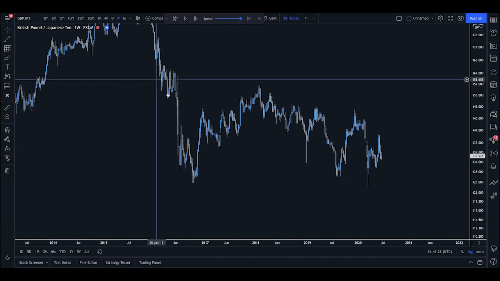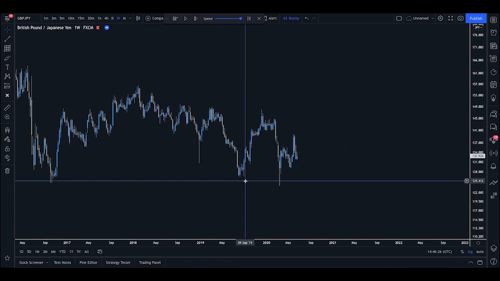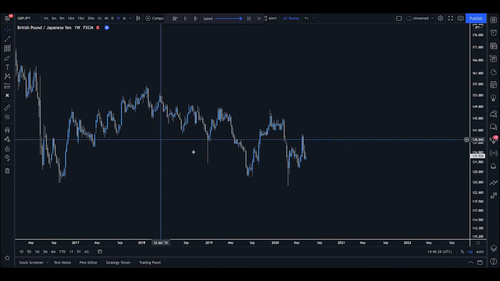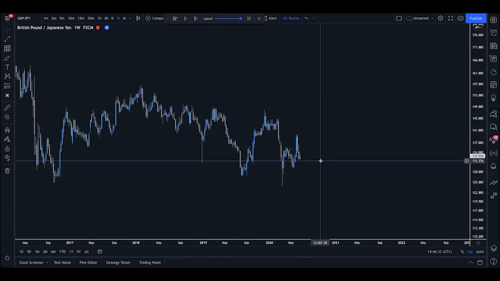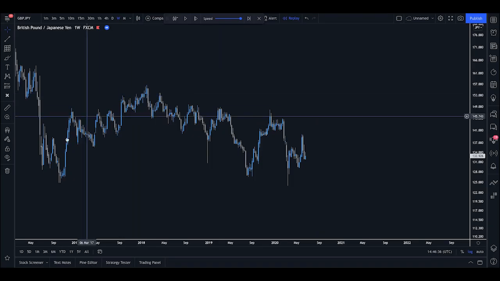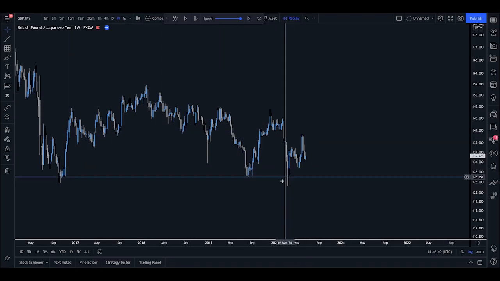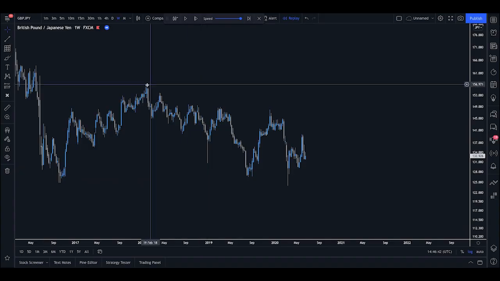Looking at GBP JPY on the weekly time frame, we can begin by looking at liquidity, supply and demand, the range and the structure to work out whether we are likely to move up or down. What I can initially see here on the weekly time frame is that we are in this large trading range. We have the low of the range in here, which has been recently retested, and the high of the range is up here.